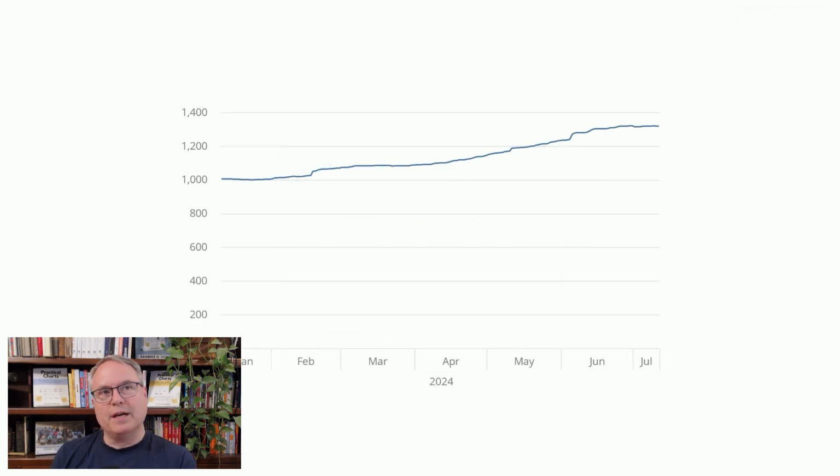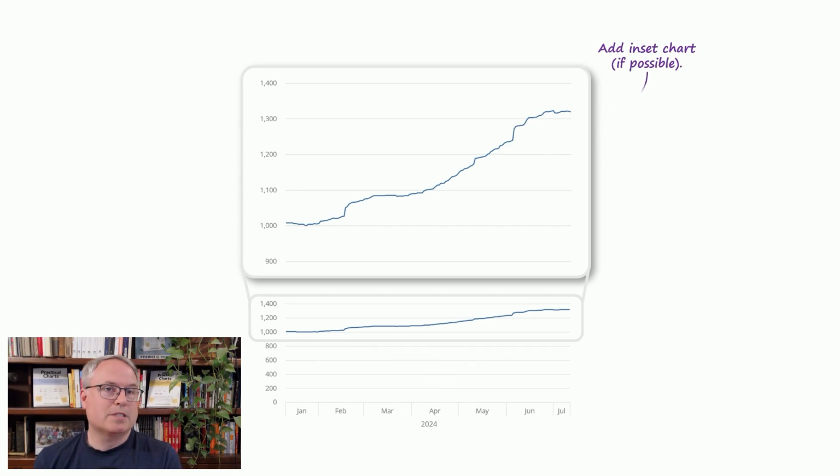And so if we were to apply this technique to a chart like this, we would end up with something like this. Now we have the best of both worlds, right? I can see those small details and changes up here, but I still always see the big picture, which is that overall, there was not a super dramatic change during this time.